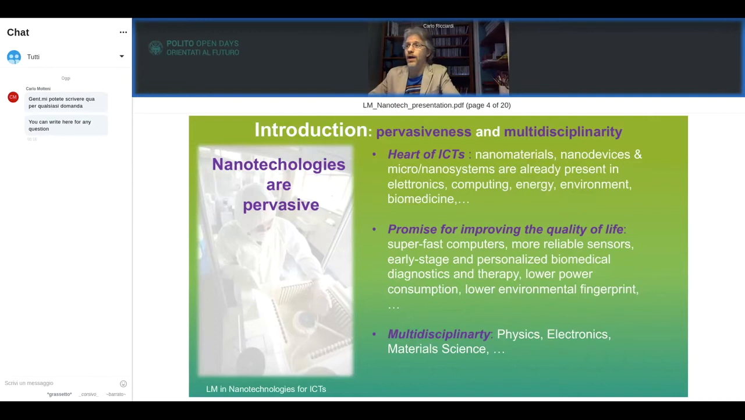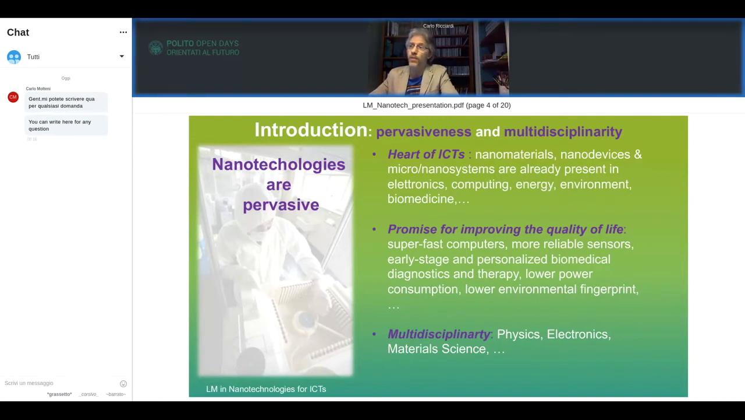But you have nanoparticles, for example, in a lot of cosmetics. You have nanoparticles in food. And the heart of ICT, that is the transistor you have in your phone, in your tablet, in your PC. You're looking at this presentation. They all have at least one feature that is on the nanometric scale.